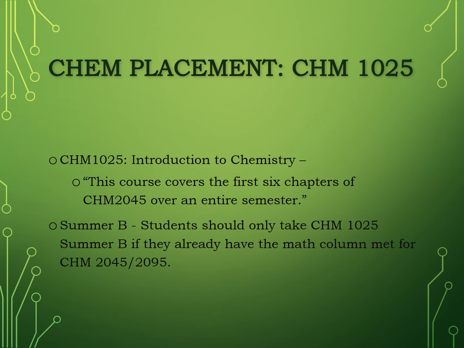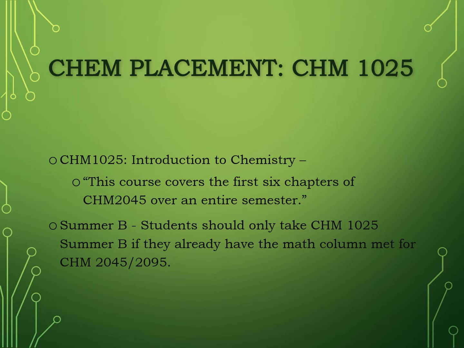Obviously, we can't stop them from doing it, but we really would only want to encourage a student to do it if they had the math column met for Chem 2045, 2095, but not the Chem column, because you really want to make sure students have that strong math background if they're going to take it in that 6-week accelerated time.